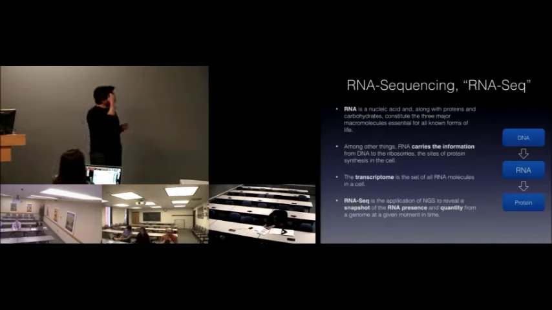And the transcriptome is a set of all RNA molecules in a cell. So it's an entire set of genes, and not necessarily classical genes, but just genes that are being expressed. So RNA transcripts that are being expressed at that particular time. And RNA-Seq is just the application of NGS to take a snapshot of the transcriptome at that moment in time.